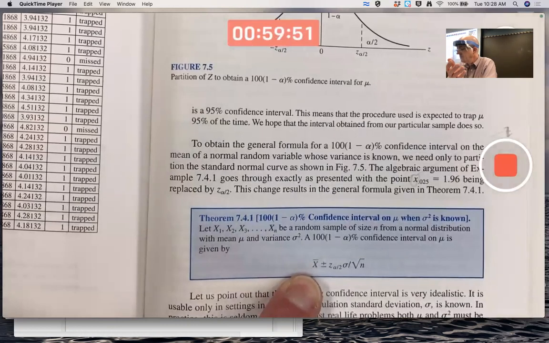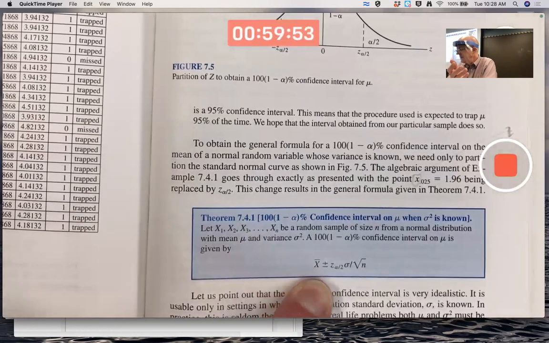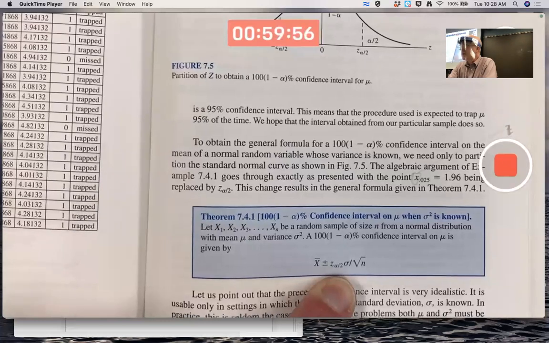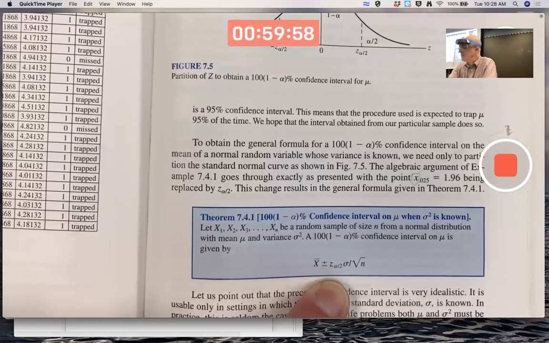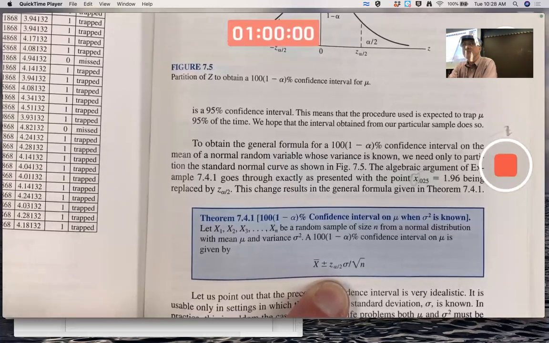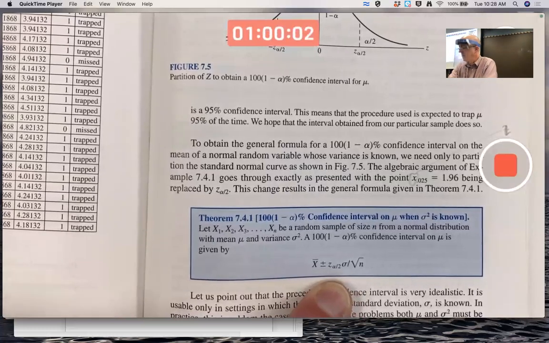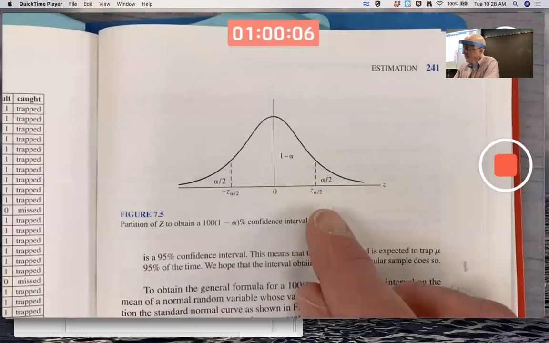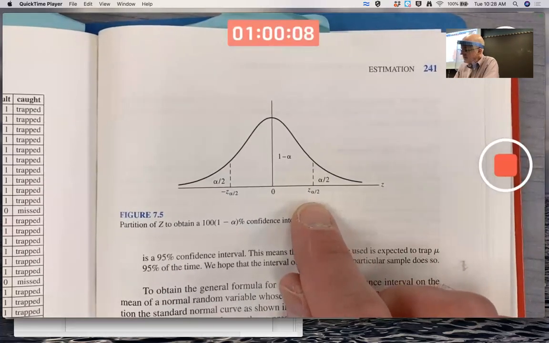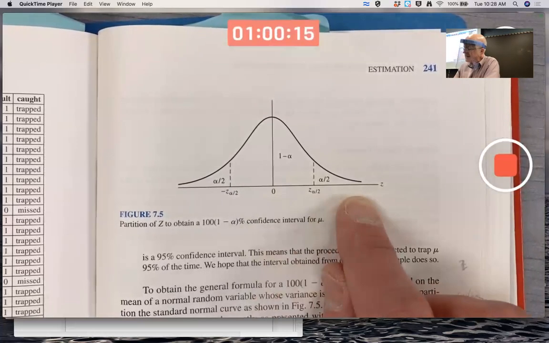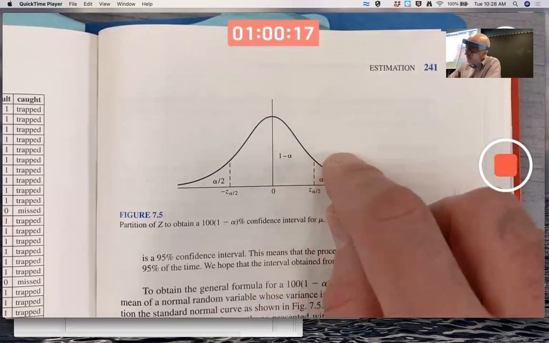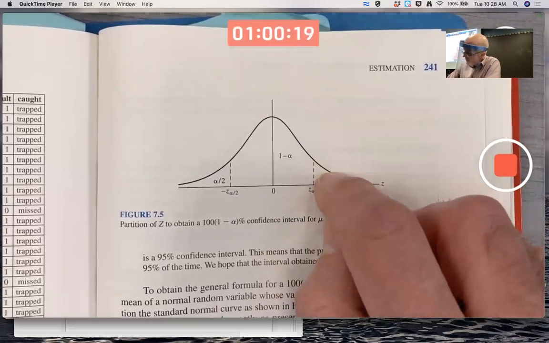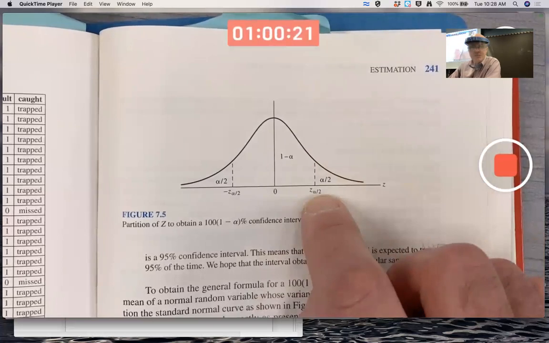Compute X bar, the sample mean. You'd have to know sigma here. This is assuming you know what the population standard deviation is. N is the sample size. Remember what z sub alpha over 2 is. This notation is consistent with the rest of the book. When you put a subscript on the variable name, that's referring to the number on the axis where the area under the PDF, in this case, to the right of that number is whatever the subscript is.